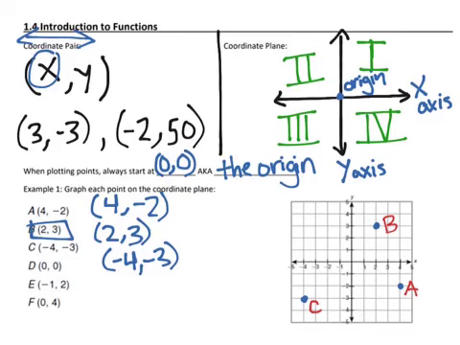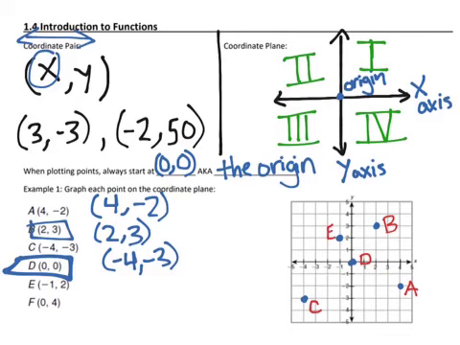Alright, assuming that you tried it, let me go ahead and plot point D at 0, 0. We know that that is also known as the origin. So that's the point 0, 0, and that will be D. Next one, point E is at negative 1, 2, so we're going left 1, up 2, and that's the point E. Oops, wrote that way too big.